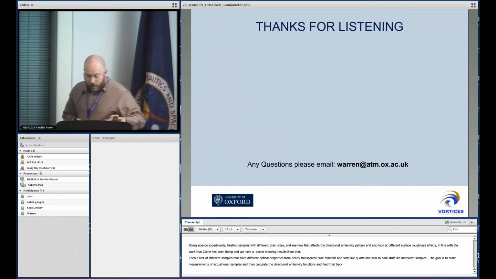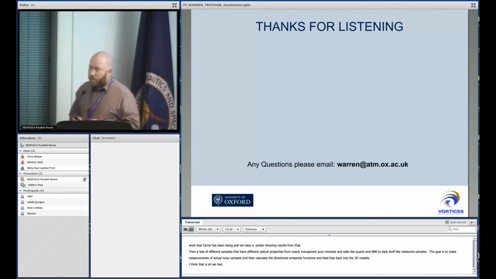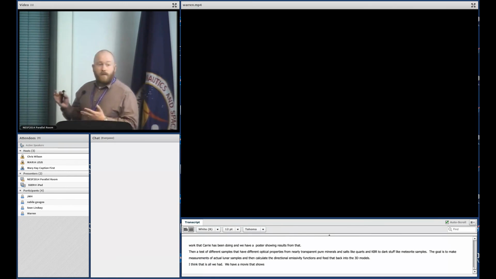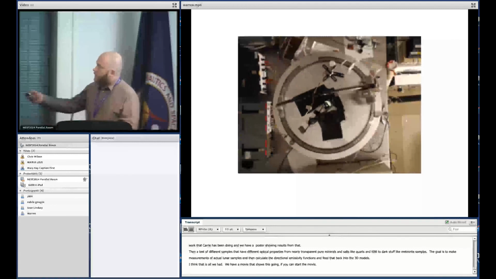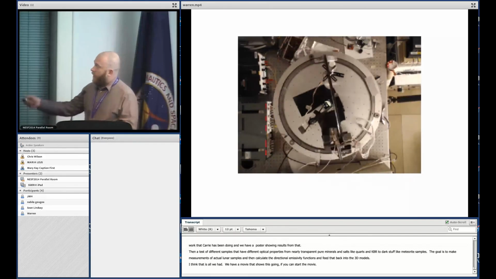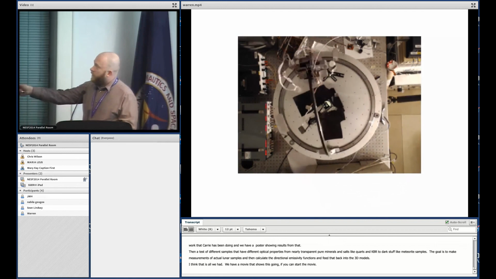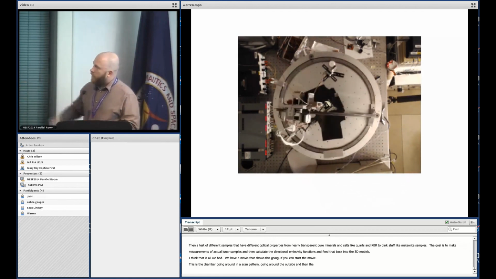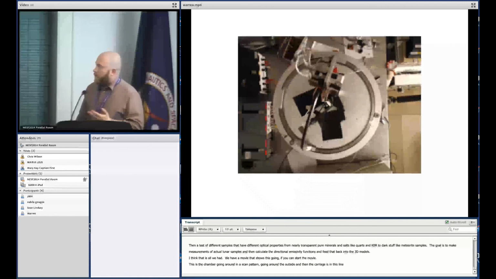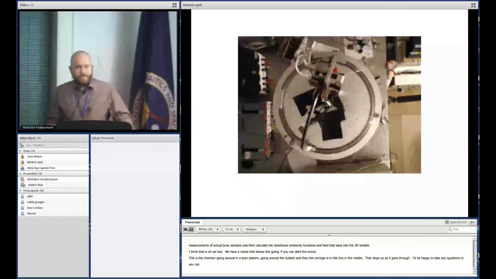So I think that is all we have. We do have a movie that shows this going. If you can start up the movie. And so this is the chamber going around in a scan pattern. It's going around the outside, and then the carriage is in this line in the middle, and that steps up as it goes through. So I'd be happy to take any questions, or you can contact Tris with questions as well. Thank you.